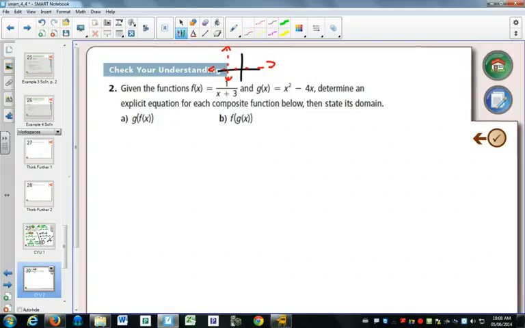When you plug in 0 for x, you get a y-intercept of 1/3. This section will go like this. You would have to plug in a point over here as well. Excuse me. That would look like that.